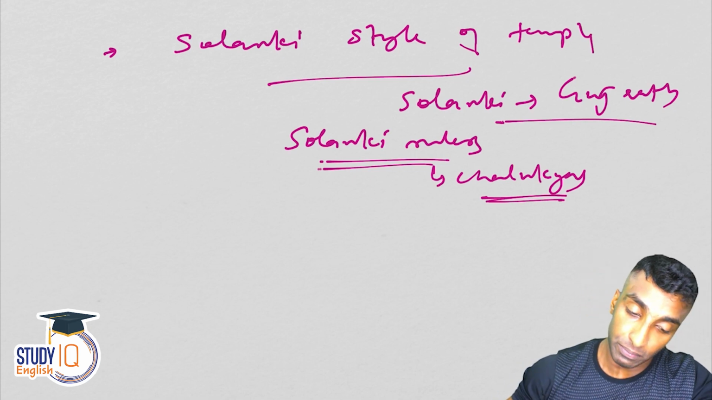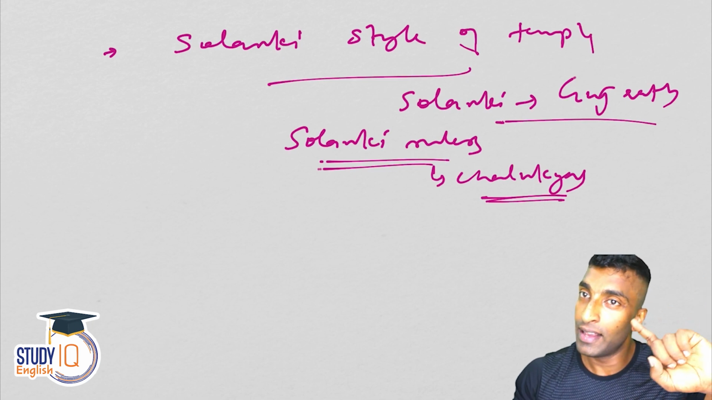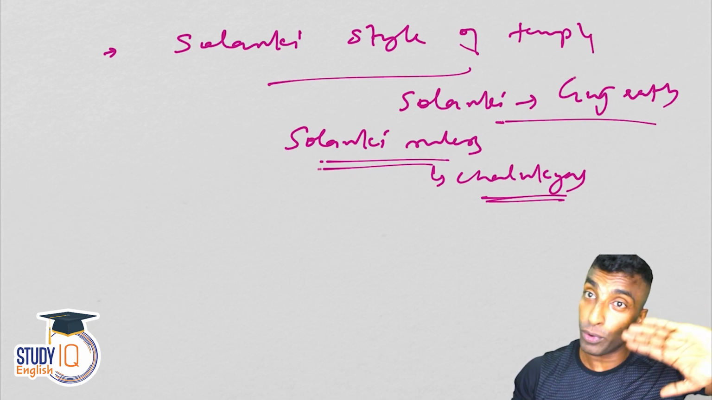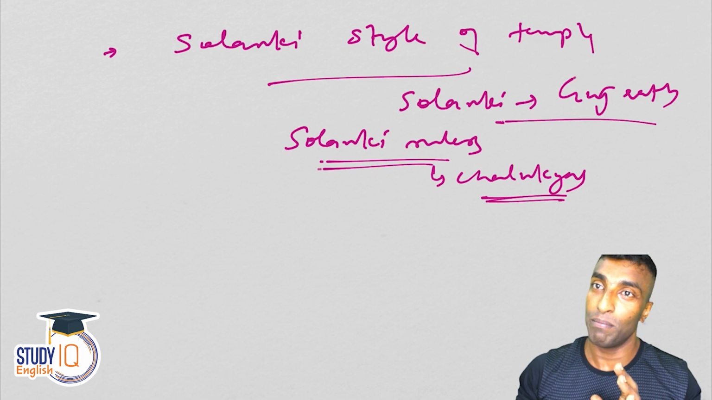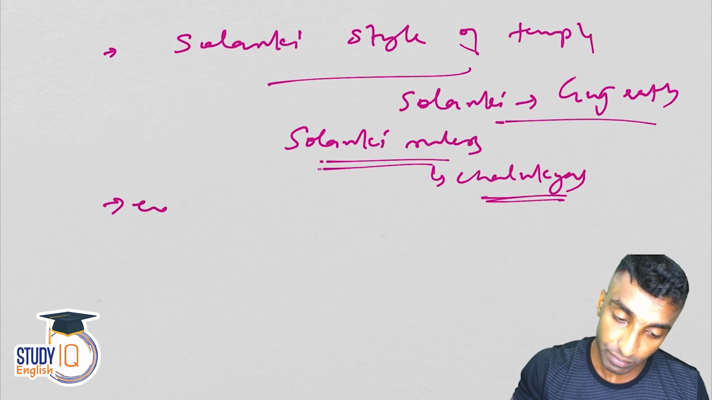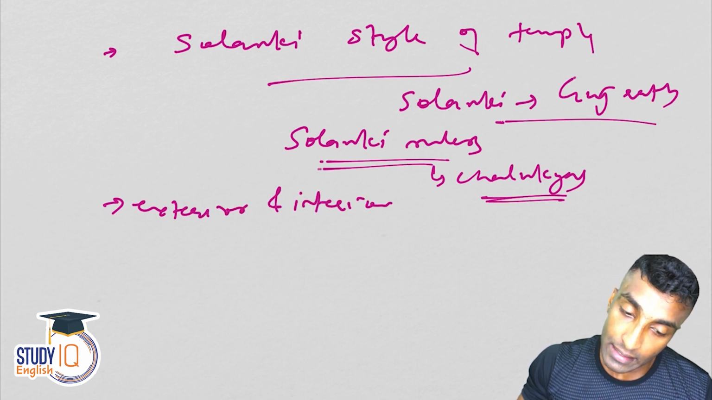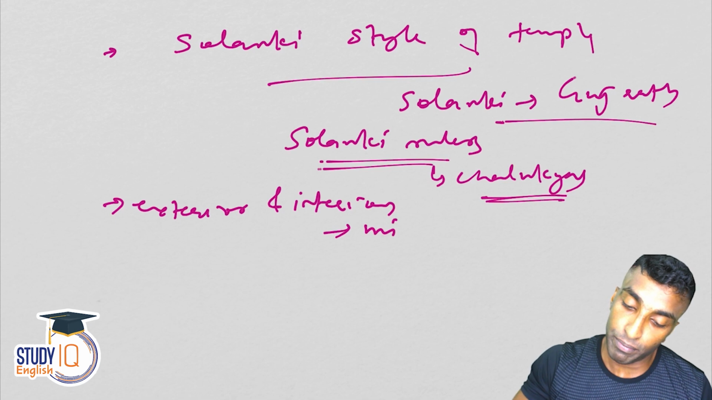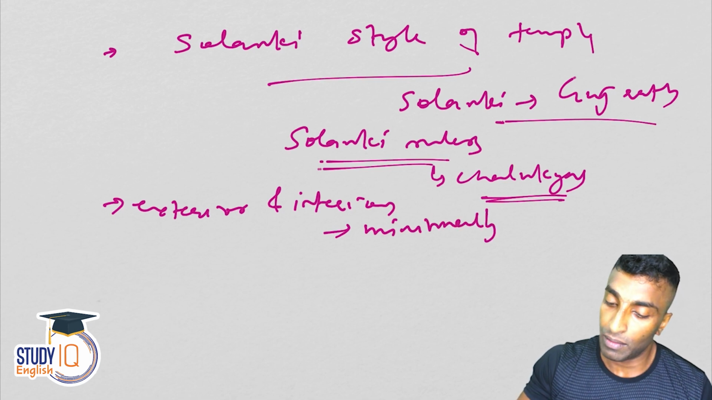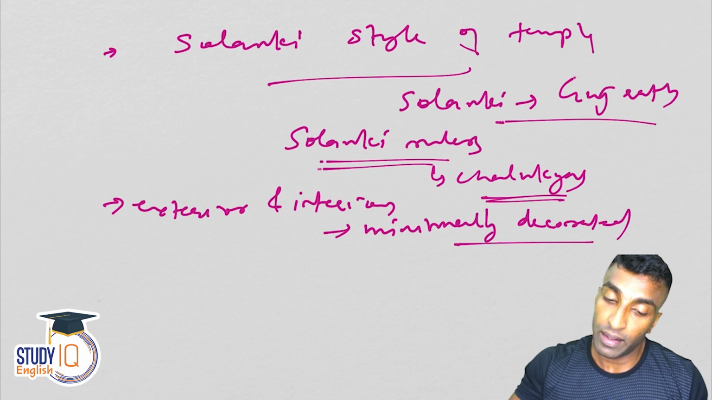Okay, so here, as I've told you, first case, exterior is decorated lavishly, interior plain. Second case, both decorated lavishly. Here, both minimally decorated. Some areas will be kept plain also. So both exterior and interior minimally decorated. Mostly it will be kept plain.